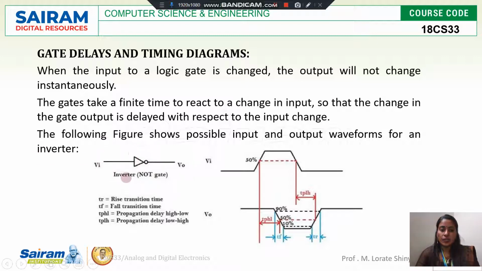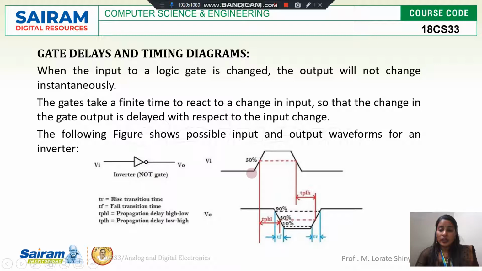We have taken one NOT gate. Vi is the input, Vo is the output. We'll see the timing diagram also. Vi is initially 0, then it changes from 0 to 1, and again from 1 to 0. We'll see how the output changes for the changes in input. We know that if input is 0, output will be 1, and if input is 1, output will be 0. This is for a NOT gate. Vi is initially 0, so Vo will be 1.